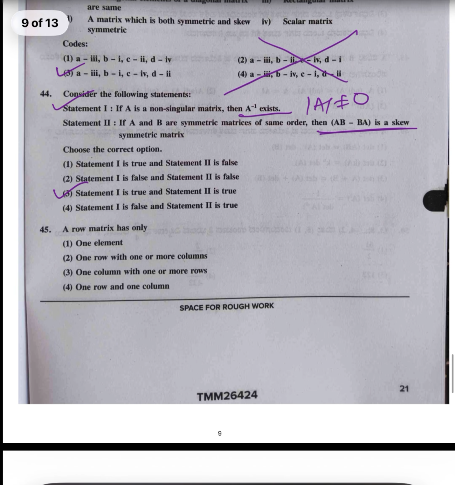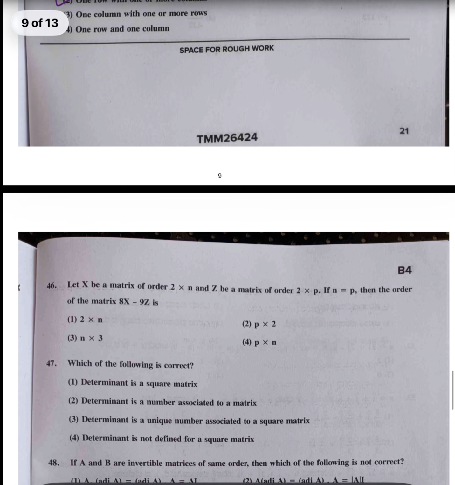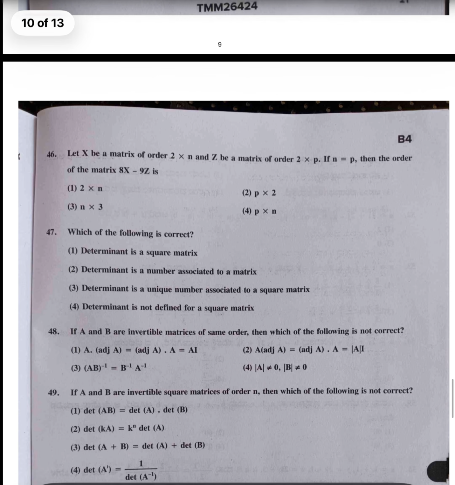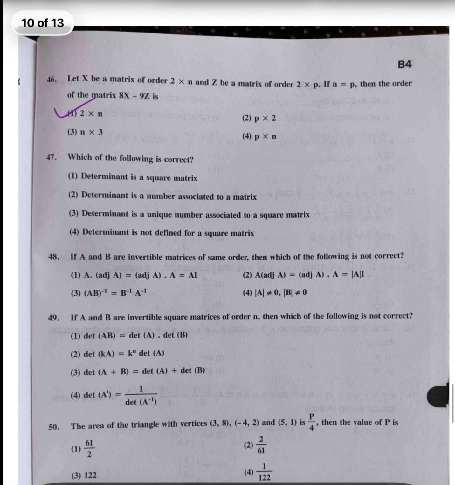Next, a row matrix has one row with one or more columns. Same, it's also a board question. Which of the following is correct? Determinant is square matrix, wrong. Determinant is a number associated to a matrix. Determinant is a unique number associated to a square matrix. Determinant is not defined for square matrix, wrong. So option 3.